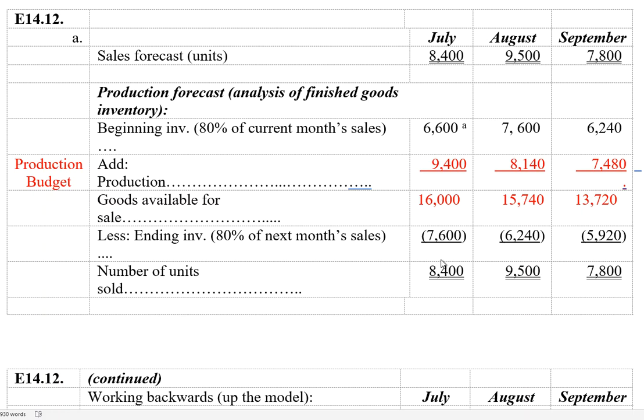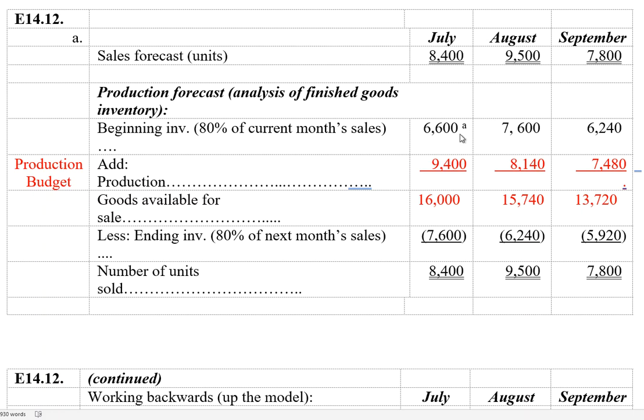And then if you back into these numbers, like take these two and add them together, you get 16,000. That's the goods that were available for sale. And that's the same goods, guys, that you had as a beginning inventory, and then you had a production, and that is the goods that are available for sale.